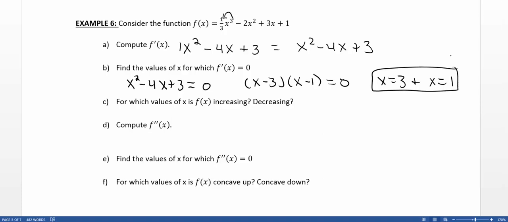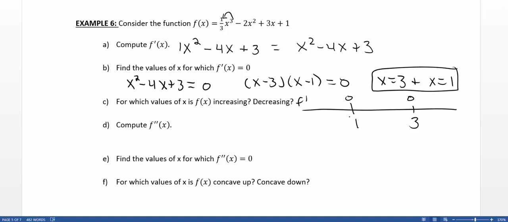So we want to know when is the original function increasing and when is it decreasing. We said it's going to be increasing if the first derivative is positive, and it's going to be decreasing if the first derivative is negative. So if we were to draw a number line here, and we were to put on the values where this first derivative is 0, we will be able to tell what the original function is doing by figuring out the sign of the first derivative on these intervals.